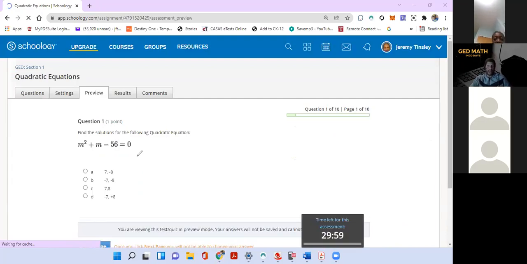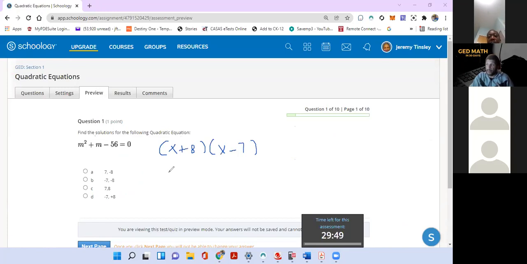And see if you can do mental math. Like right now, 56. I know 8 and 7 make 56. I need a plus 7. So I know X plus 8, X minus 7. My solutions are minus 8 and 7. 8 seconds. Why? Because it's key. This coefficient is 1. The factors are 56. So minus 8 and 7 will be the answer here. Again, this is practice. This is what you have to practice on.